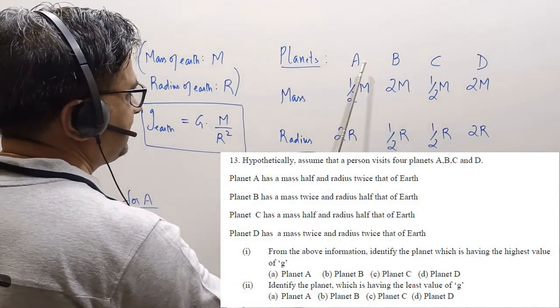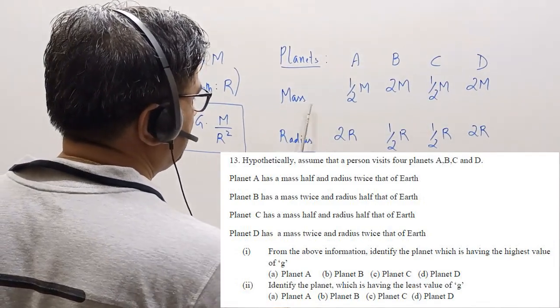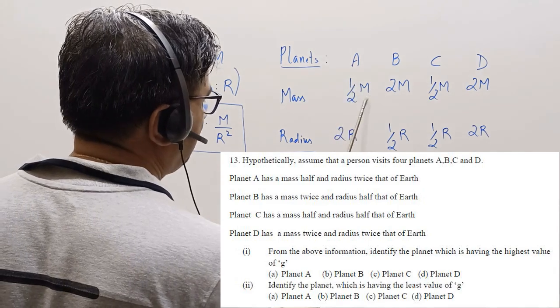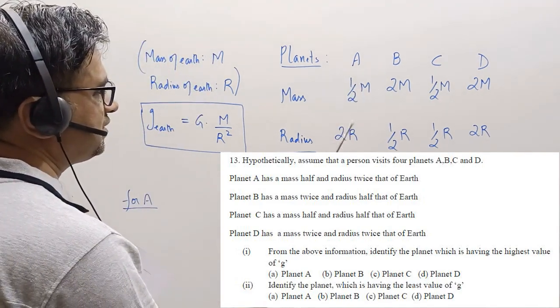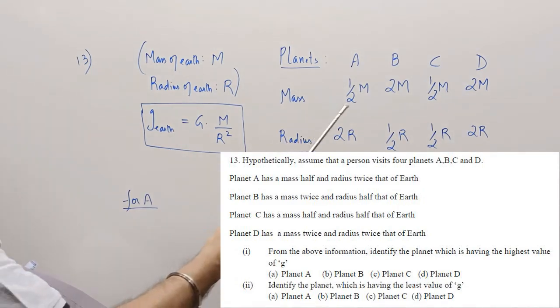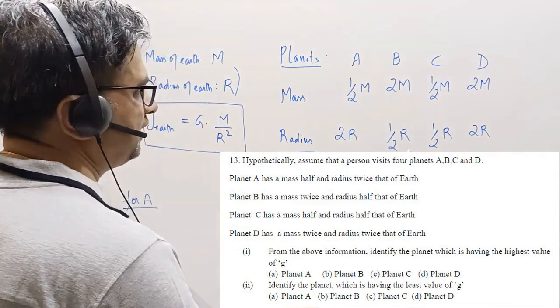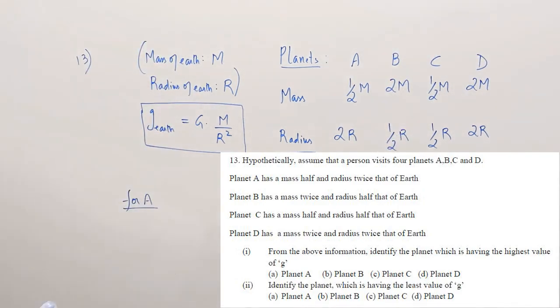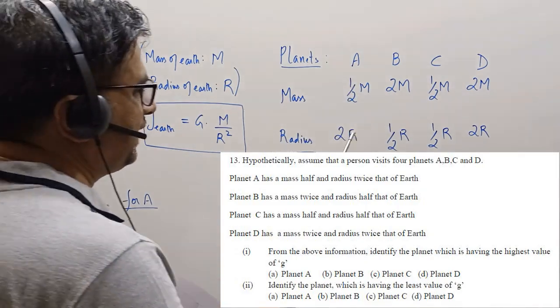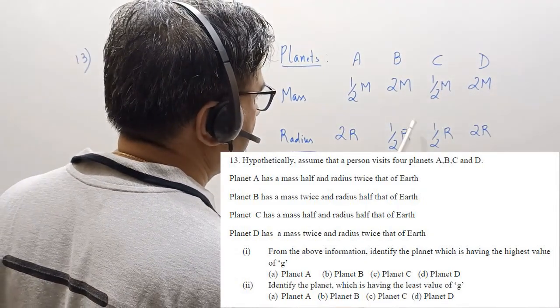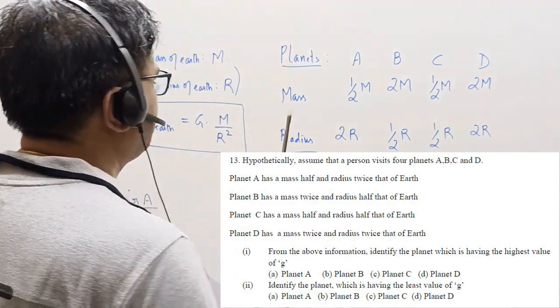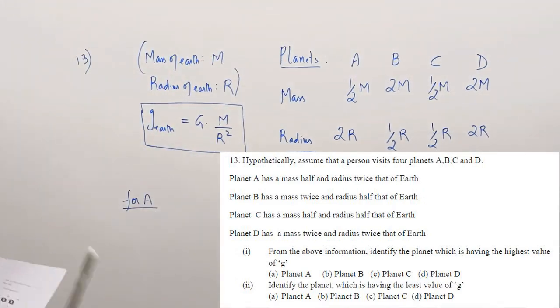So these are our references, and then I have just put this in a tabular form. These are the various planets A, B, C and D. It's given that the mass of planet A is half that of the Earth and its radius is twice that of the Earth, and so on. Mass of planet B is twice that of the Earth, its radius is half that of the Earth. So we have put all the masses and the corresponding radii in terms of the radius of the Earth and in terms of the mass of the Earth.